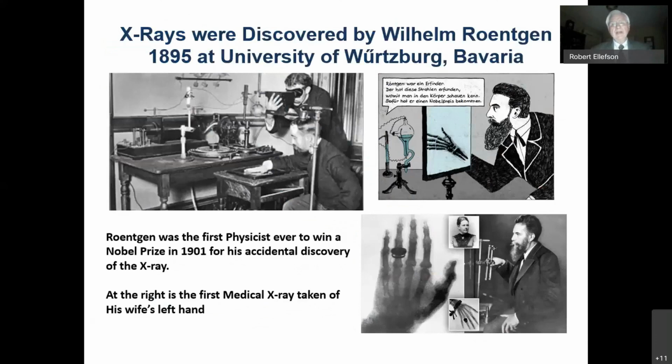The next subject is X-rays. X-rays were discovered by Wilhelm Roentgen in 1895 in Würzburg, Bavaria. Roentgen kind of stumbled across this by accident.